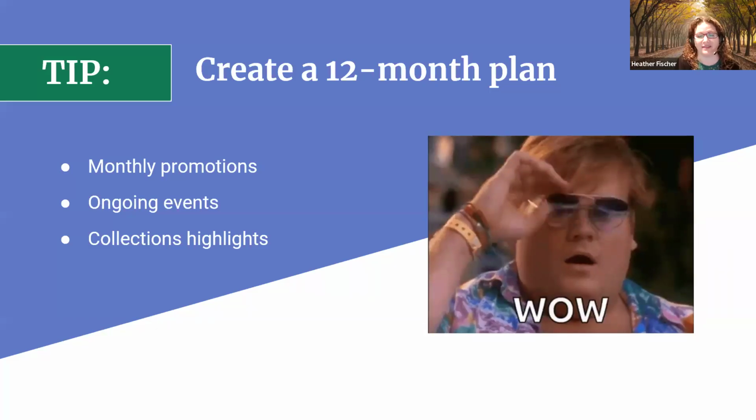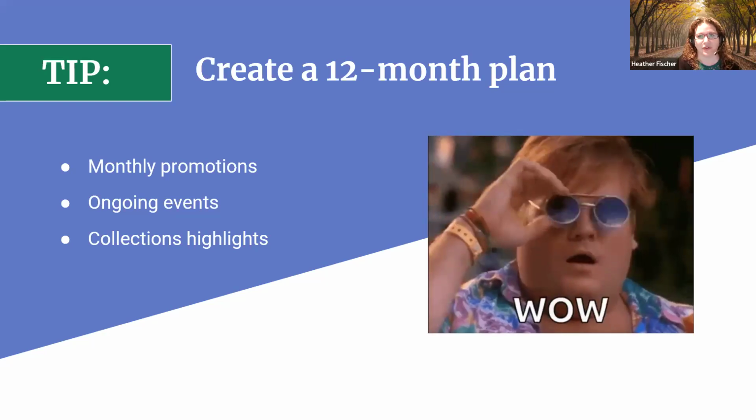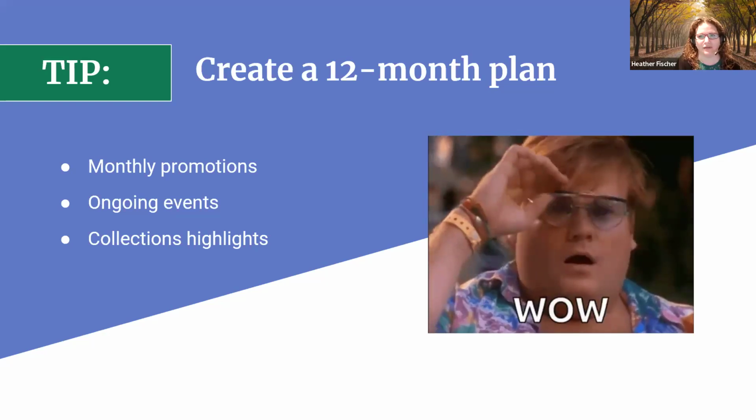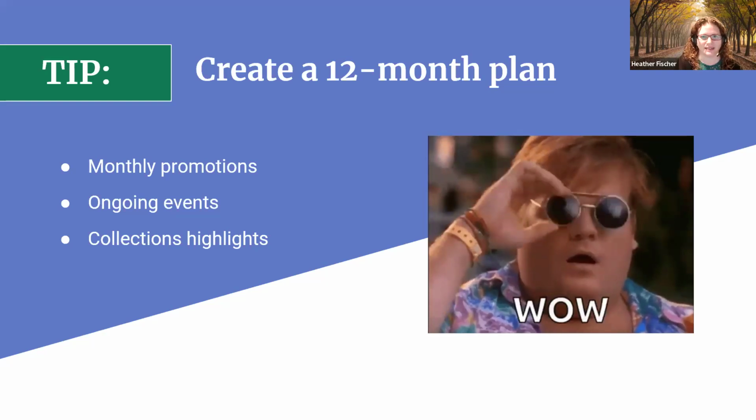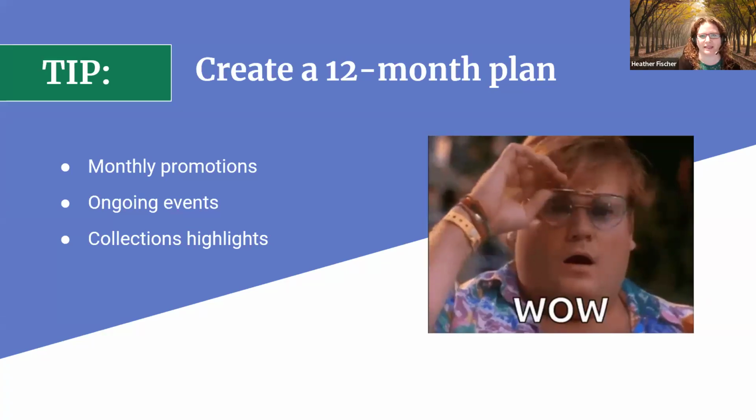Both Em and I love to simplify our general marketing plans into a calendar format. So here's our tip for you. Begin with a 12-month plan. This makes it easy to organize things such as monthly promotions, ongoing events, and collection highlights.